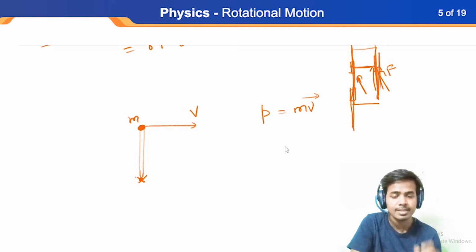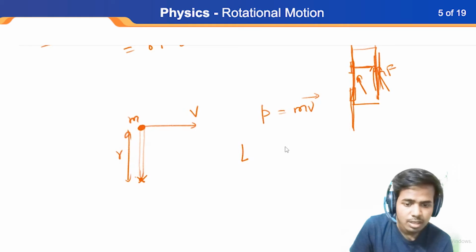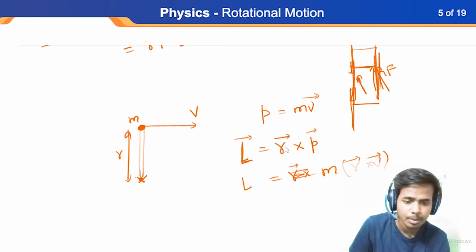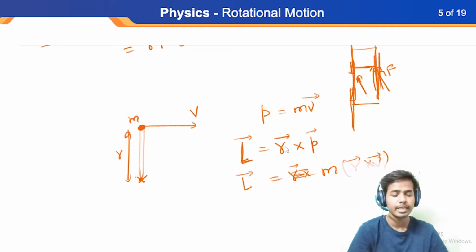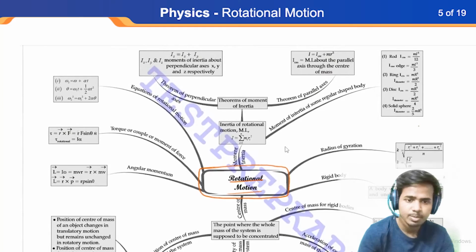But let's say the ball is a part of a rod which is rotating on this axis, the axis going into the plane. Then the distance from the axis of rotation is r. Then angular momentum, which is denoted by L, is defined in the same manner as r cross p, or m r cross v. This is the angular momentum of the body. Of course, this is a cross product again, so you will have to take care of the angle between them, sine theta.